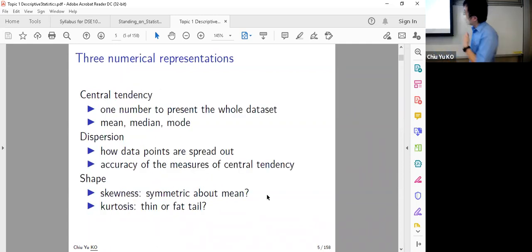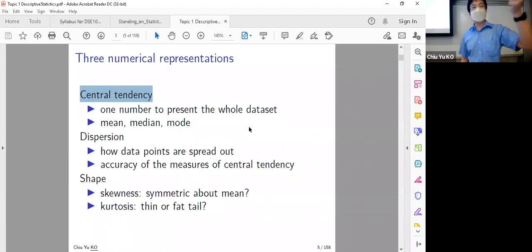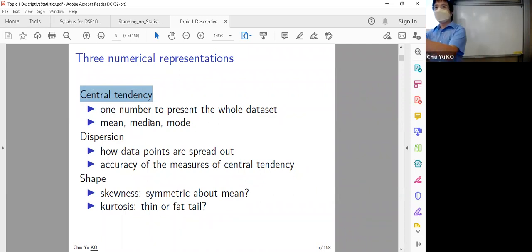So the first thing we learn in descriptive statistics is that we have three numerical representations of a data set, okay? The first type is called central tendency, okay? What central tendency means is we're trying to use a single number, one number, to represent the data set. The most common ones are mean, median, and mode, actually used all the time. And that's exactly what you should know because with data, we want to know what is going on. Then we want to find the mean, median, mode.